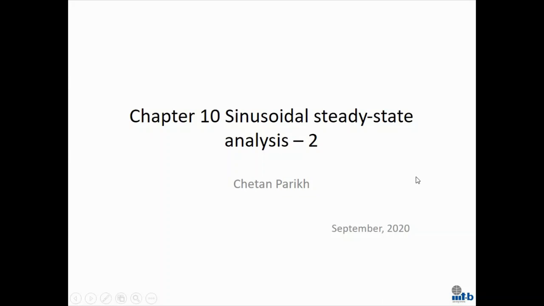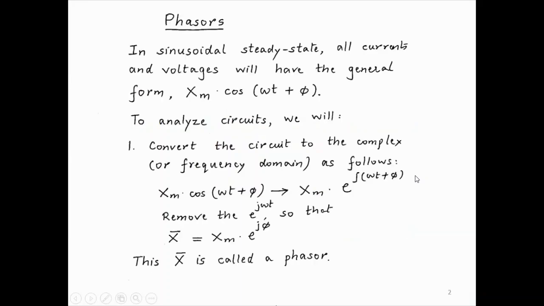So this is the second lecture on sinusoidal steady state analysis. What we'll do in this lecture is I'll go through different examples to illustrate different techniques and revise some of the techniques we had studied earlier for DC circuits. First thing, before doing the examples, I wanted to define what are phasors.